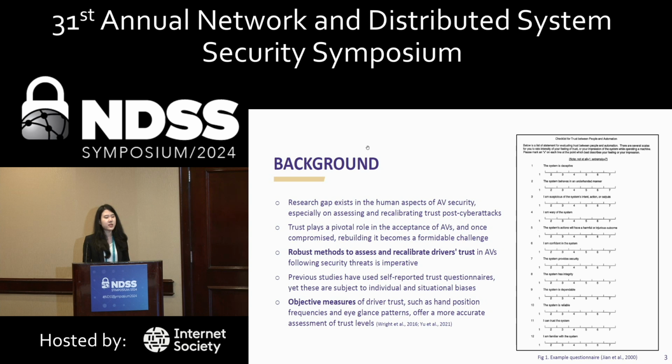And in this context, trust plays an important role in the acceptance of autonomous vehicles. And once this trust is degraded, it becomes very difficult to rebuild it to its original level. Therefore, there is a need to come up with robust methods to assess and recalibrate trust in AVs after these security threats do happen. Previous studies have widely used subjective trust questionnaires, but the drawbacks of these methods are that there are individual and situational biases.